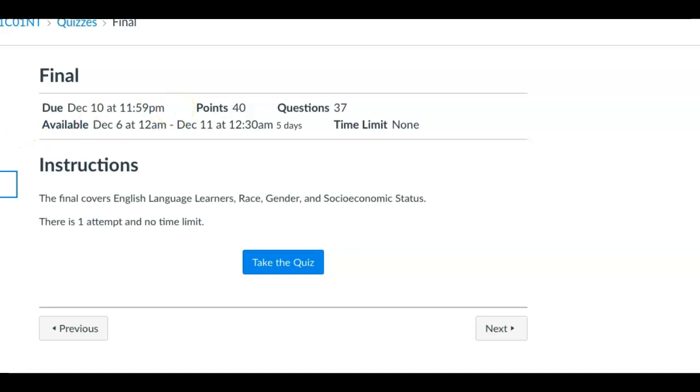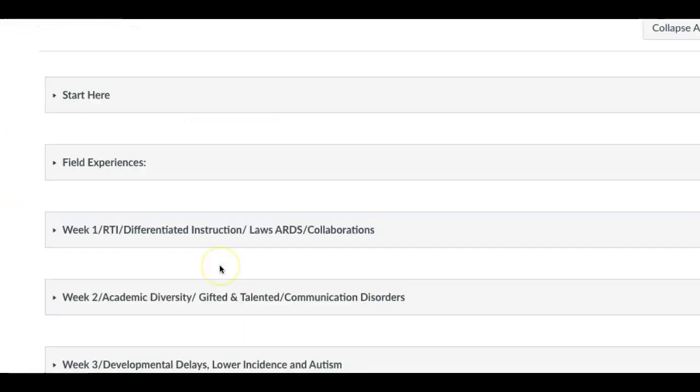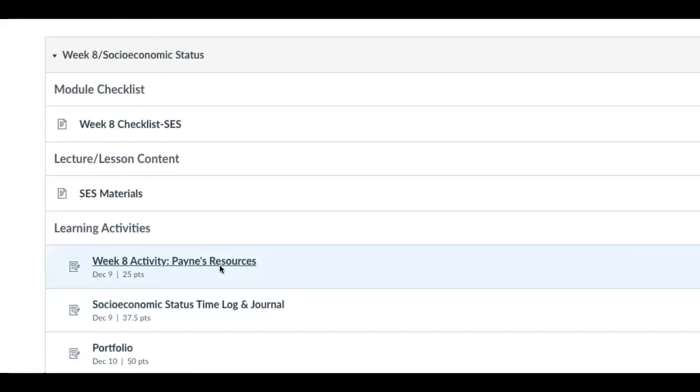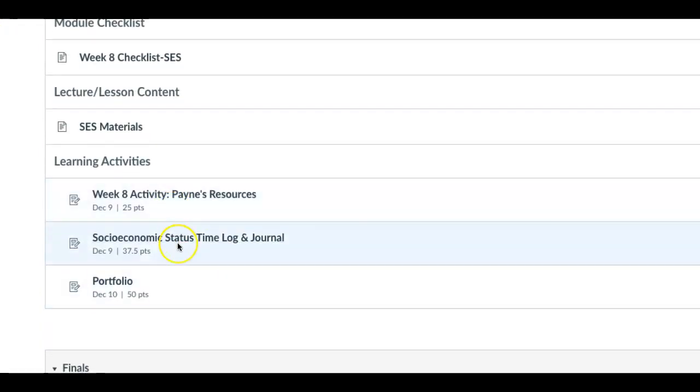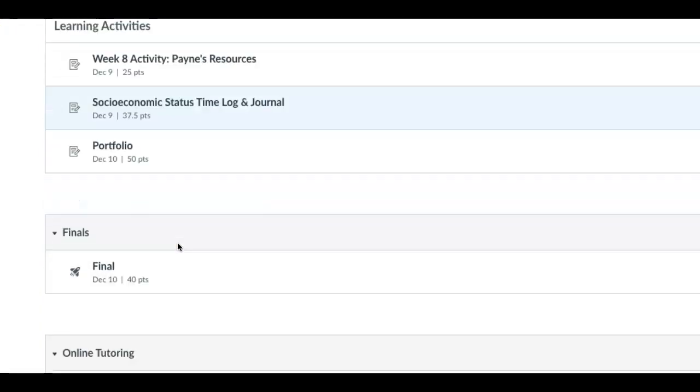And so what I will tell you about the modules, the last part of it, these two are due on Wednesday, and the portfolio and the final are going to be due on Thursday.